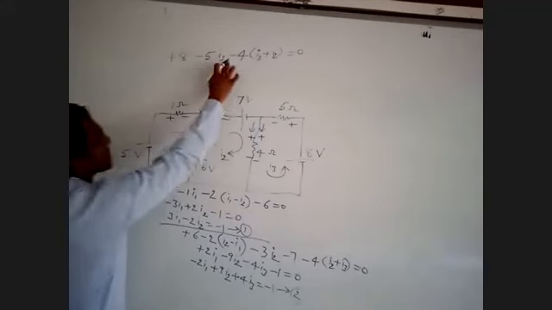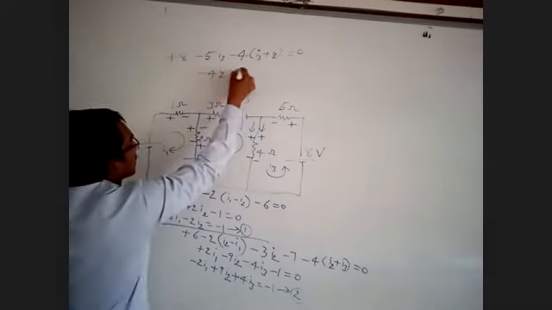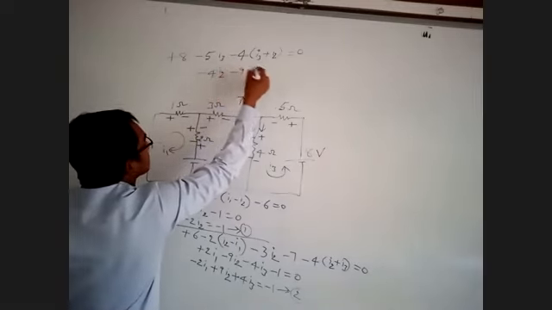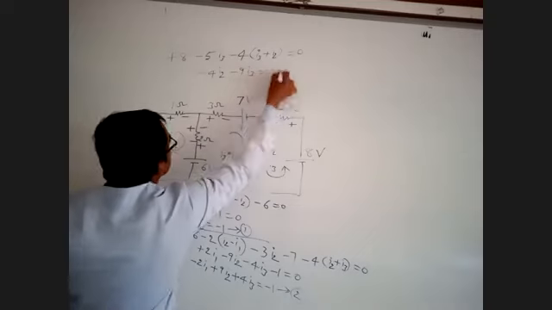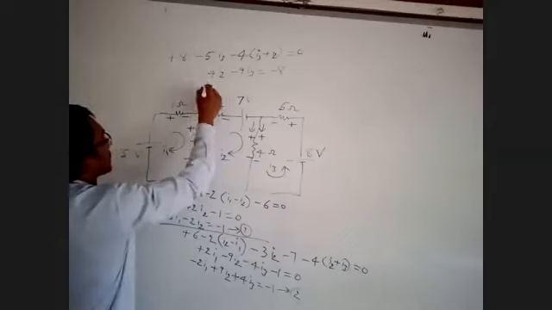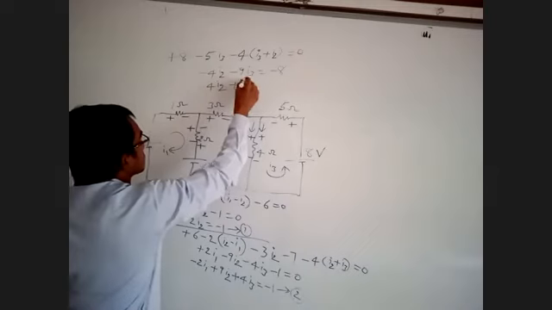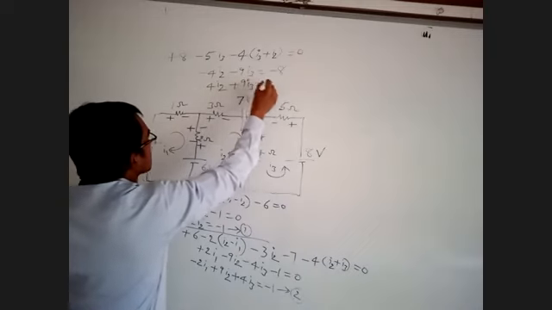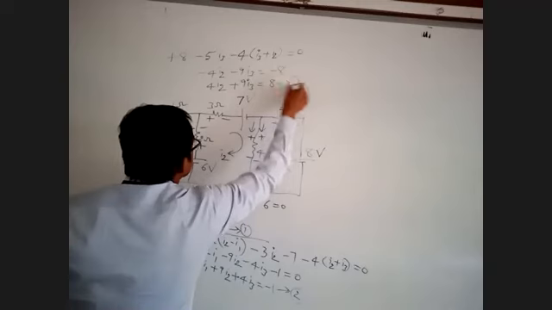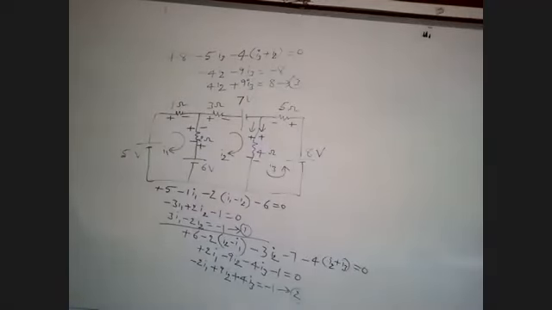Now simplify this. Minus 4I2 minus 9I3 is equal to minus 8. But in loop 3, make I3 positive. Multiply both sides with minus. Let it be equation 3.